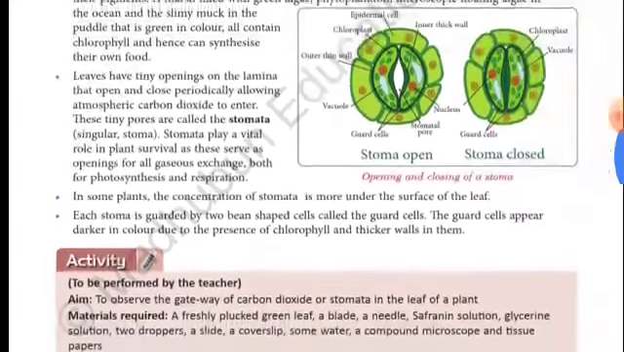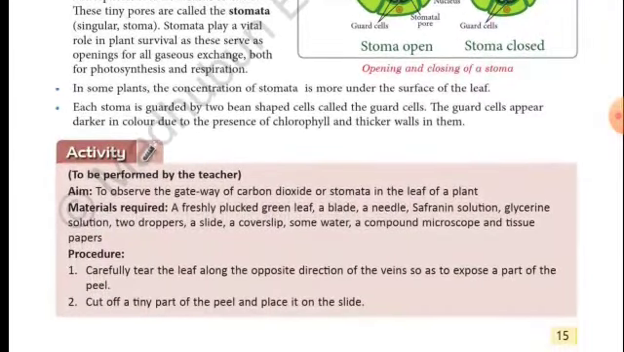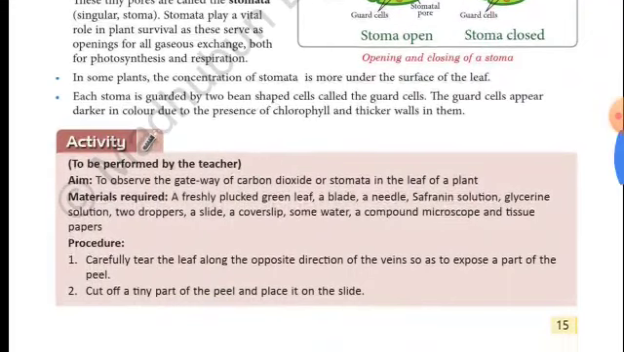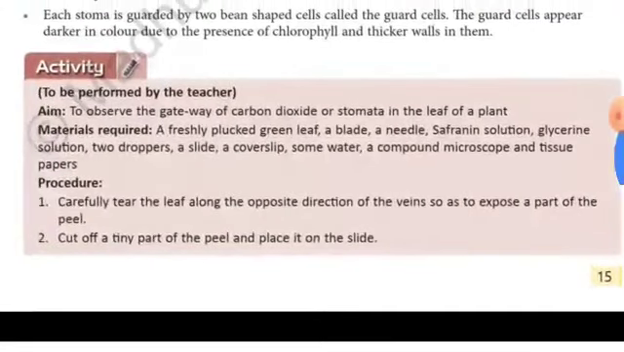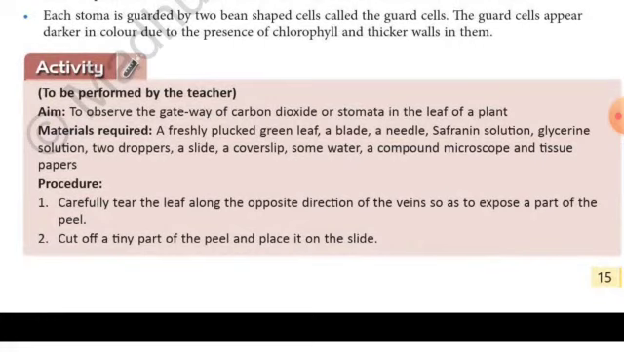Here an activity is given to show how carbon dioxide goes in through the stomata in the leaves of plants. Now we will take a green leaf. You will pluck a fresh green leaf and take a blade, a needle, and saffron solution. What is saffron solution? A red-orange dye or color made of saffron, which in Hindi we call kesar. Also glycerine solution, 2 droplets, a slide, a cover slip, some water, a compound microscope and tissue paper.